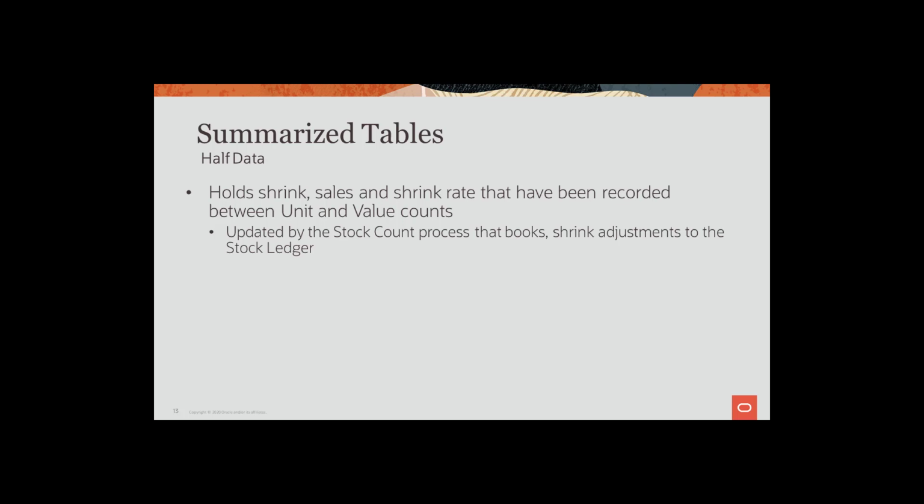The summarized information for half data holds shrink, sales, and shrink rates that have been recorded between unit and value counts. This is updated by the stock ledger count process that books adjustments to the stock ledger.